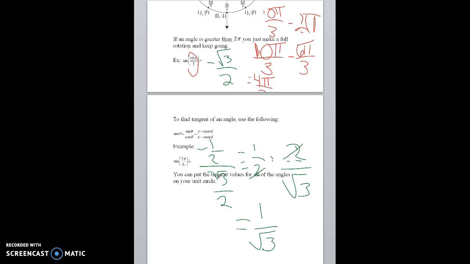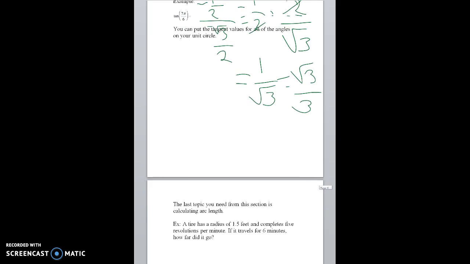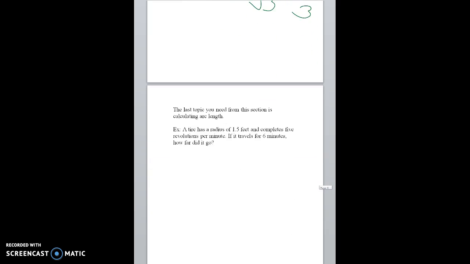Some unit circles that you print out from the internet might have tangent written as 1 over root 3. 1 over root 3 is the same number as square root of 3 over 3, so sometimes you'll see it written like that as well. So to find tangent, you find the angle on the unit circle, and you divide the y-coordinate by the x-coordinate. Alternately, a lot of unit circles that you find on the internet have the tangent values written in around the circle.